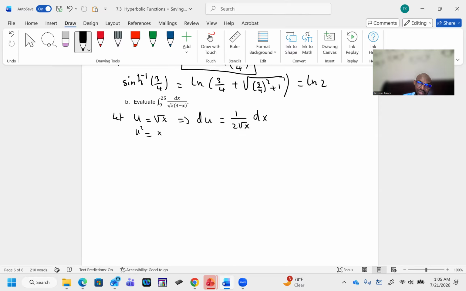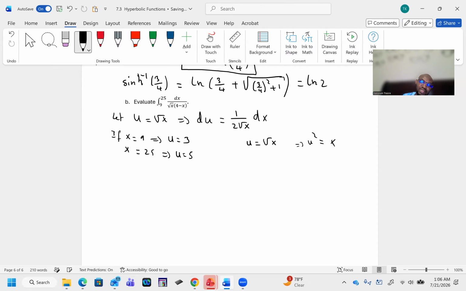So by doing my substitution, before I even write this, if x is 9, then u will be what? The square root of 9, which is 3. And if x is 25, u will be 5. We said u is the square root of x because we see x right here. So this means u squared will be x.